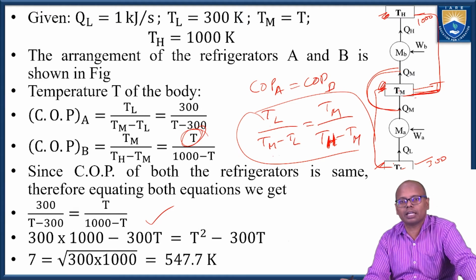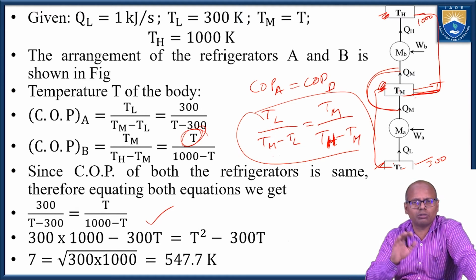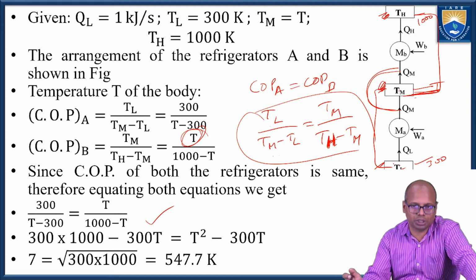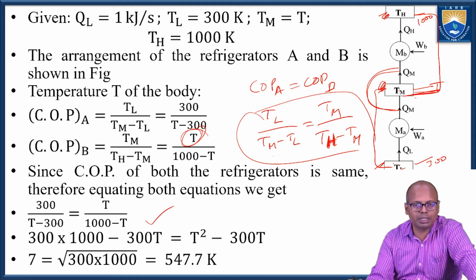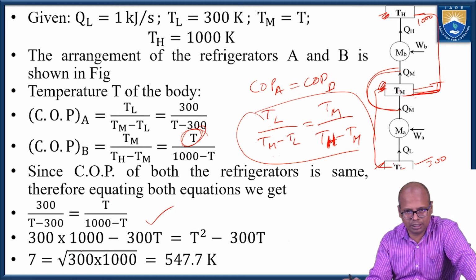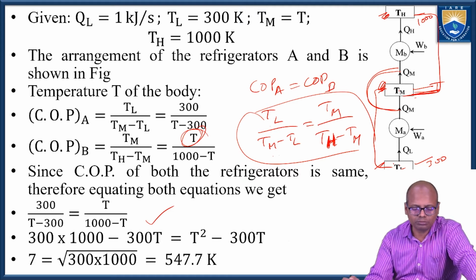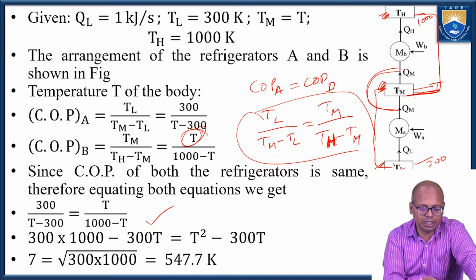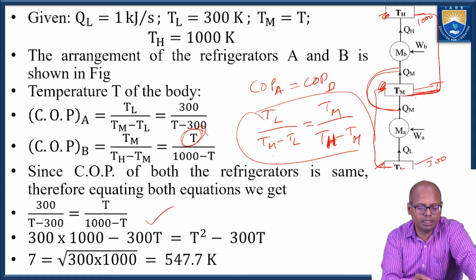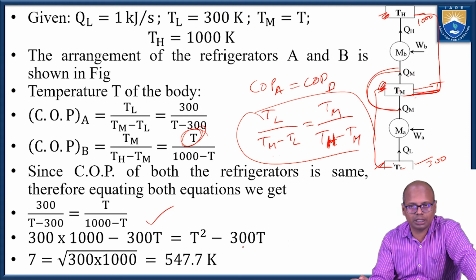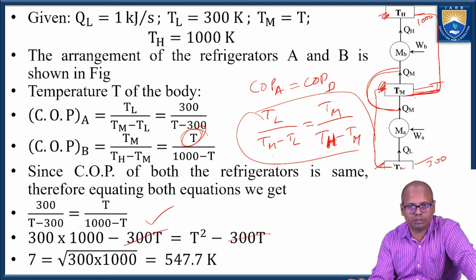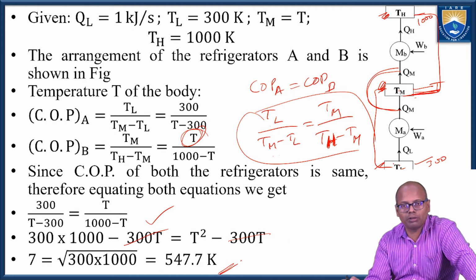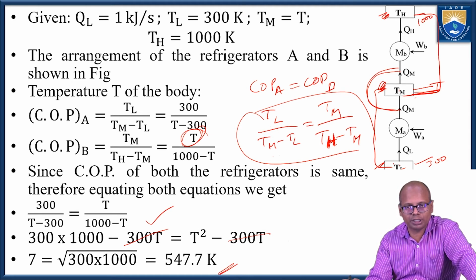So if I do that, I have almost come to the solution. It is very simple: 300 by T minus 300 is equal to T by 1000 minus T, because both COPs are equal. If I cross multiply, I get 300 into 1000 minus 300 T, and T square minus 300 T. Now this 300 T will get cancelled. Now what is T? T is equal to root of 300 into 1000, that is 547.7 Kelvin.